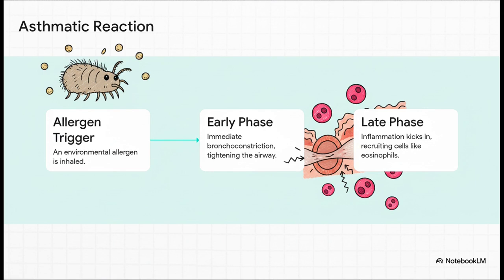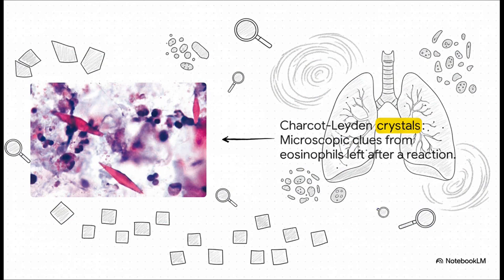The inflammation kicks into high gear, and all these inflammatory cells, especially eosinophils, come rushing to the area, making everything much, much worse. And after this whole battle, these eosinophils leave behind clues. Think of it like a crime scene. Under the microscope, we find these things called Charcot-Leyden crystals. These are basically the microscopic fingerprints of the eosinophils. When we see these in a patient's sputum, it's a smoking gun. We know for sure eosinophils were there.